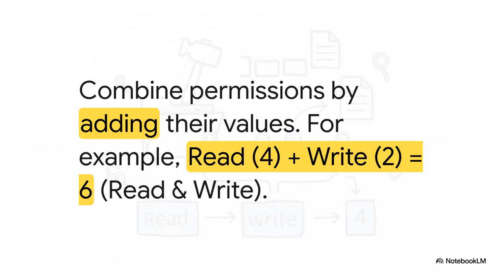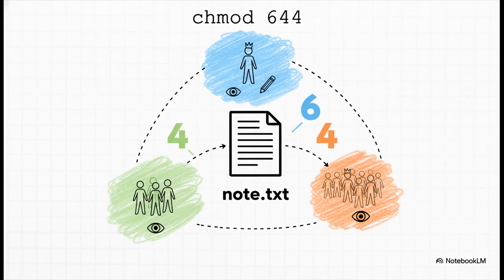So how do you combine them? It's so simple. You just add the numbers. If you want someone to be able to read, that's a 4, and write, that's a 2, you just add them up to get 6. What if you want read 4 and execute 1? That's 5. And if you want all three permissions, well, 4 plus 2 plus 1 is 7. It's just simple addition. Let's see it in action.